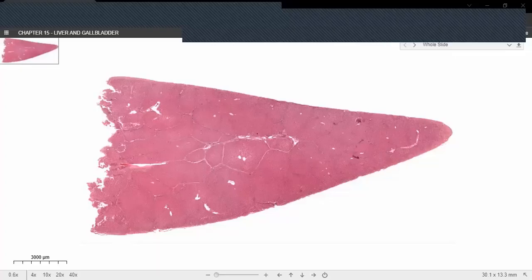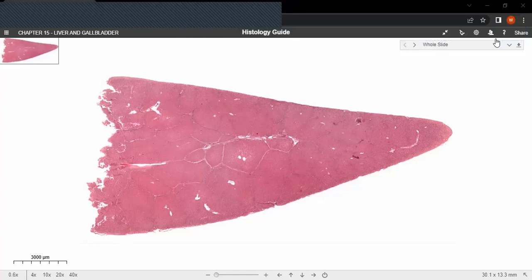Welcome. We will be looking at the histological organization of the liver. So the liver is a gland essentially. When we are looking at the histological organization of any gland, you will look at the stroma and the parenchyma. The stroma is the connective tissue framework, whereas the parenchyma is the functional component. So let's start with the stroma.